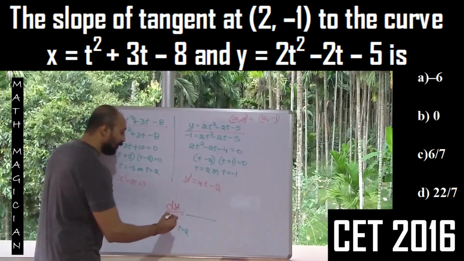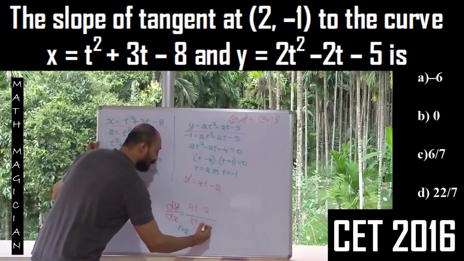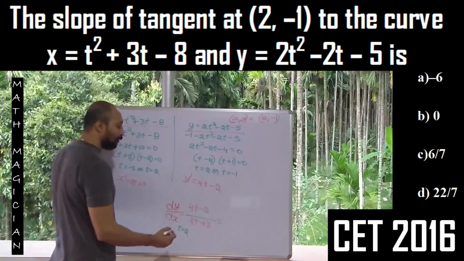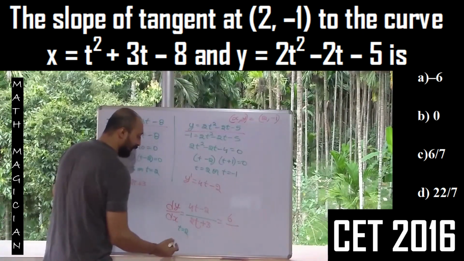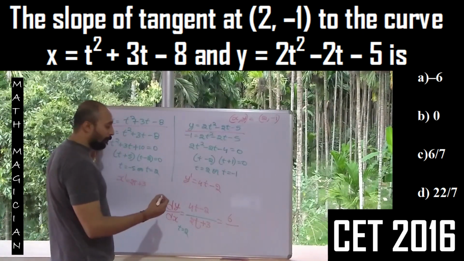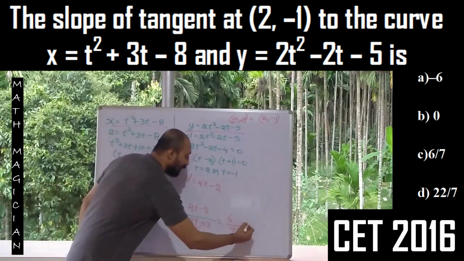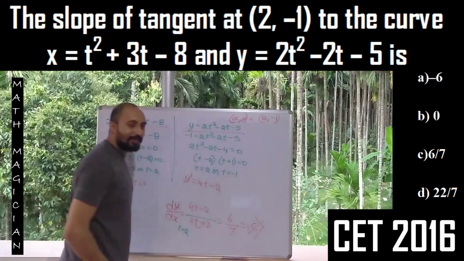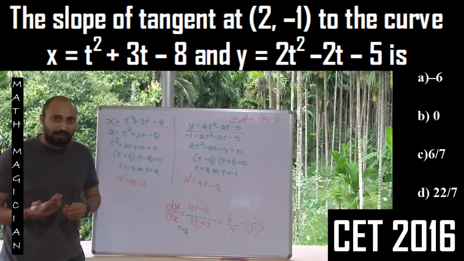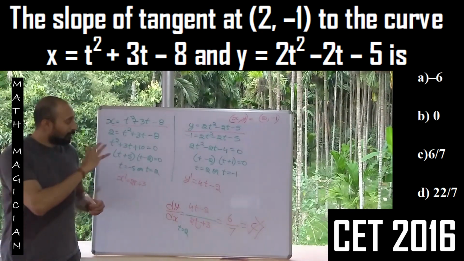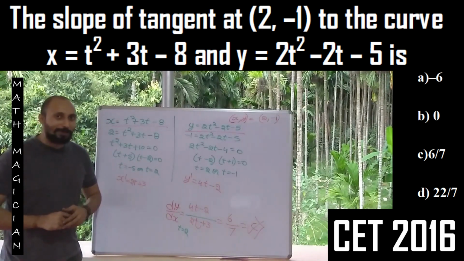So let's substitute here. 4t minus 2 divided by 2t plus 3. When I substitute the value 2 there, it is 4 times 2, which is 8, minus 2 is 6. And in the denominator, 2 times 2 is 4, plus 3 is 7. So 6 by 7 is our answer. Option C is the right answer there. A very simple problem, the same procedure we did in the previous problem. Slightly different concept, but the pattern we solve is absolutely the same. So this is the first question from the 2016 paper.